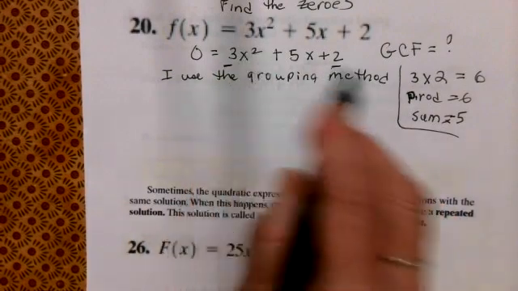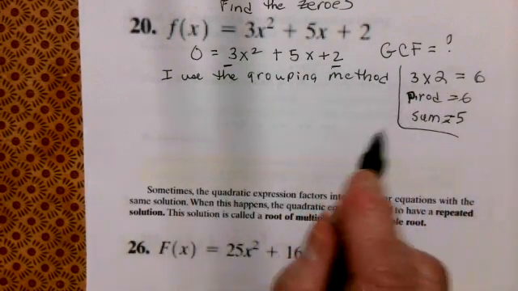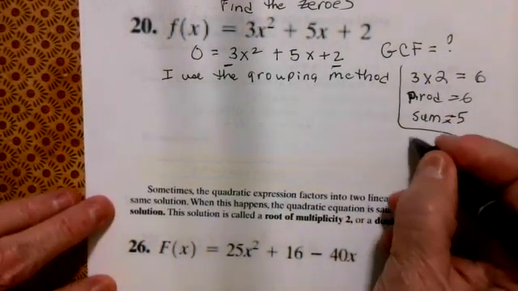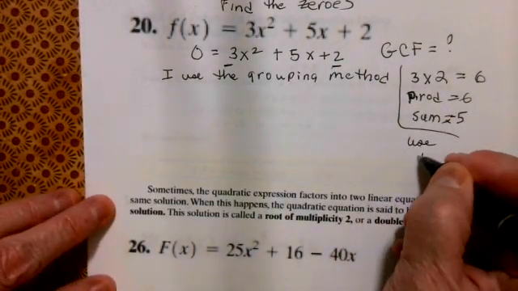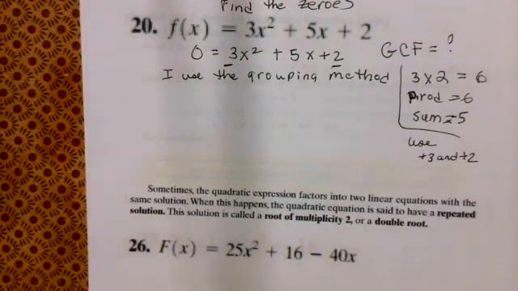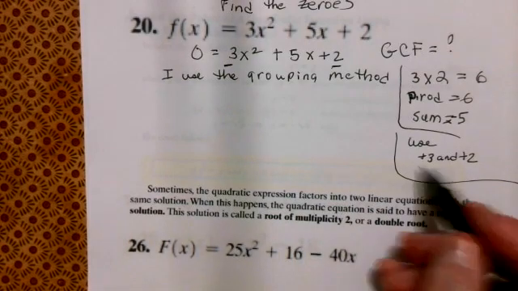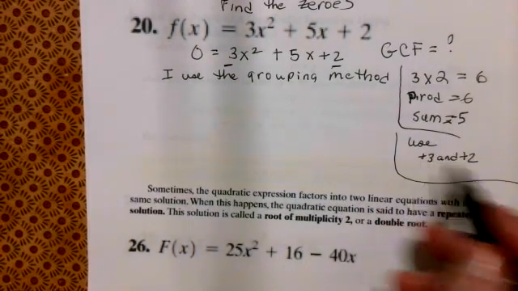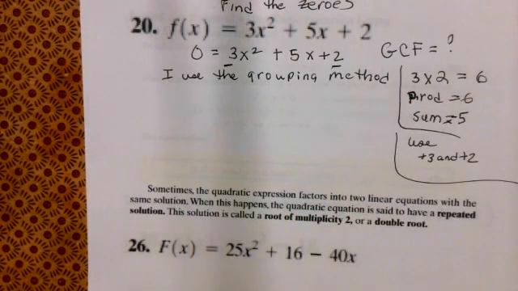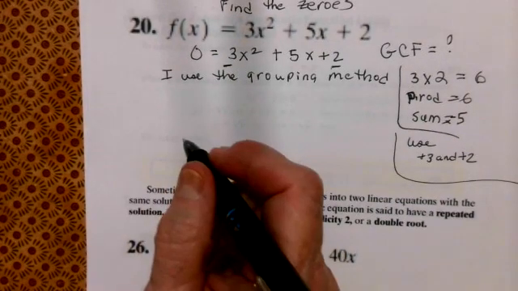So this is a +6, and this is a +5. So what we need to use is a +3 and +2, because 3 times 2 is 6, and 3 plus 2 is 5. Sometimes people are tempted to use 6 and -1, but that won't work. All right, so now what do we do?